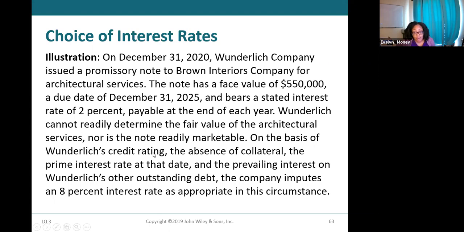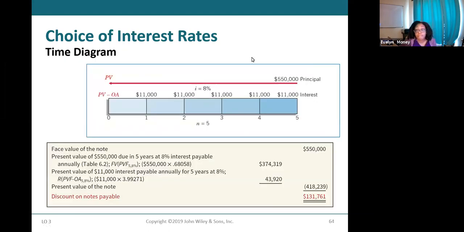On the basis of the company's credit rating and the absence of collateral, the prime interest rate at that date, and the prevailing interest rate on all their other outstanding debt, an interest rate of 8% is a whole lot more reasonable. So what does all of this mean? We're going to use the 8% to help us find the present value of this $550,000. And then that's going to help us determine the value of those architectural services. So we are going to discount this back to help us find the present value of this note.